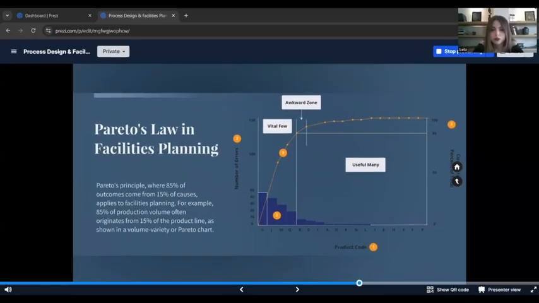This is the Pareto principle, often said like 80 to 20, but here we take it as 85% of outcomes from 15% of the causes. A Pareto chart or volume-variety curve helps us focus facility design on the vital few high-volume products while handling the useful many low-volume items separately, perhaps with different layouts or flexible equipment.